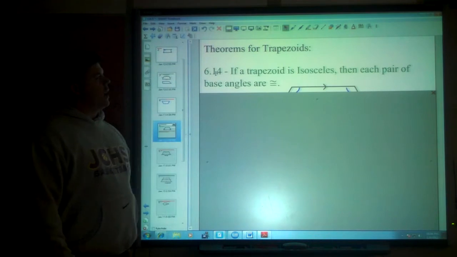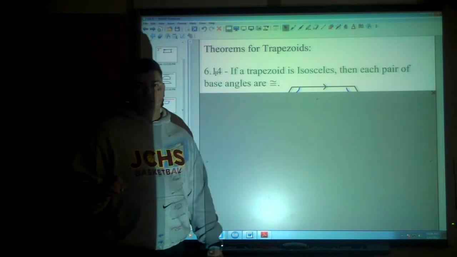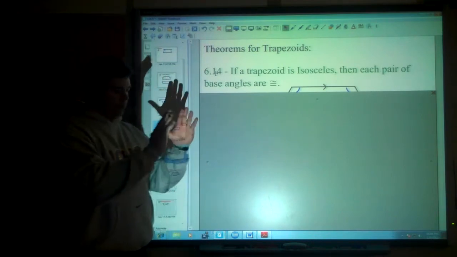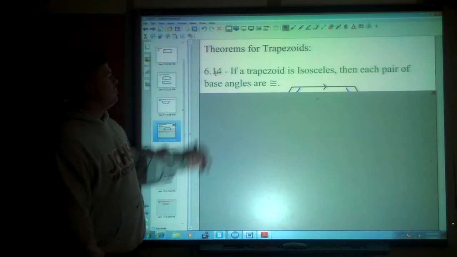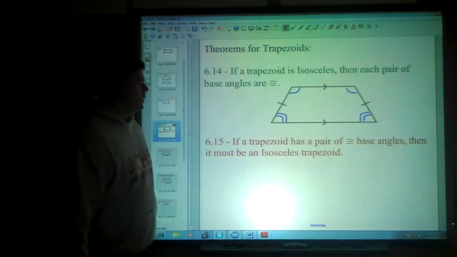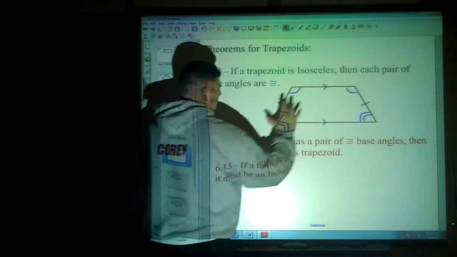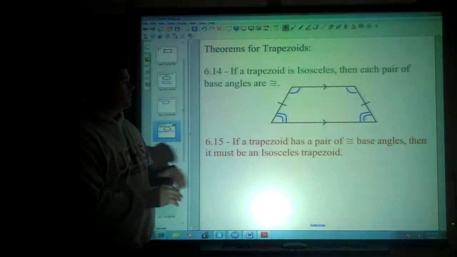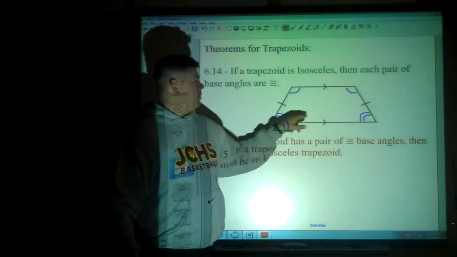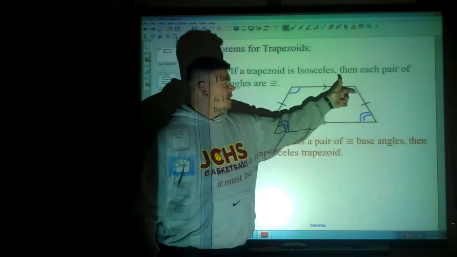First of all, if a trapezoid is isosceles, so if you know that both the legs are the same, then each pair of base angles are going to be congruent. The base angles are congruent. This is a little different. Most of us start thinking about opposites, but with a trapezoid it's on the same base. Down here at the base, and up above, these base angles are the same.